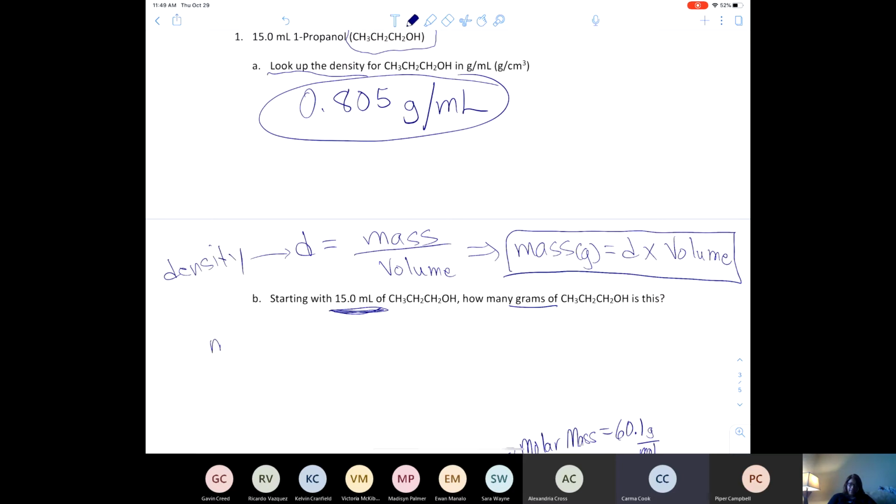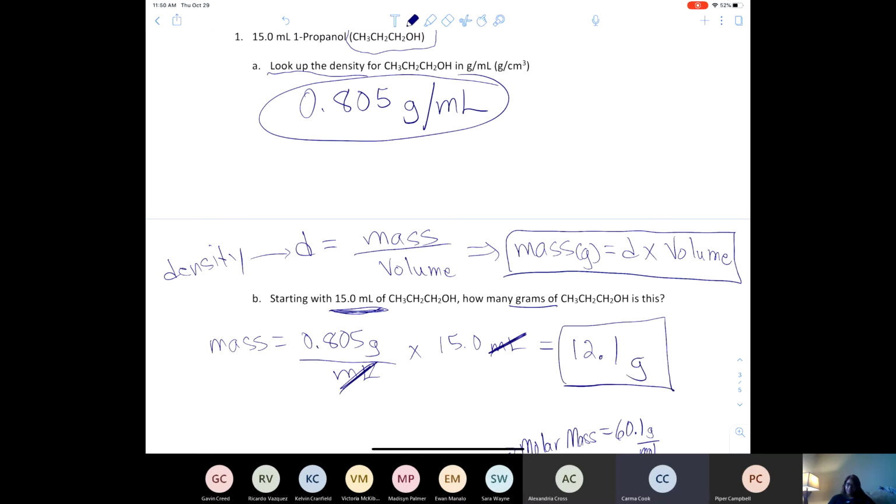So the mass is going to be the density times the volume, which is 15 milliliters. And that gives us 12.1 grams. Those milliliters cancel, and we only need to use 3 significant figures.